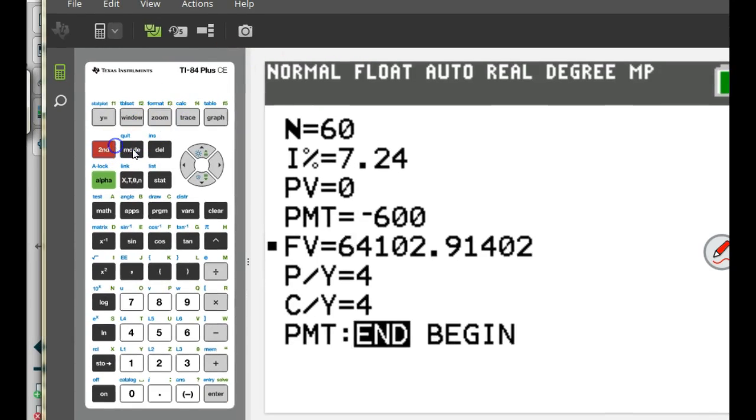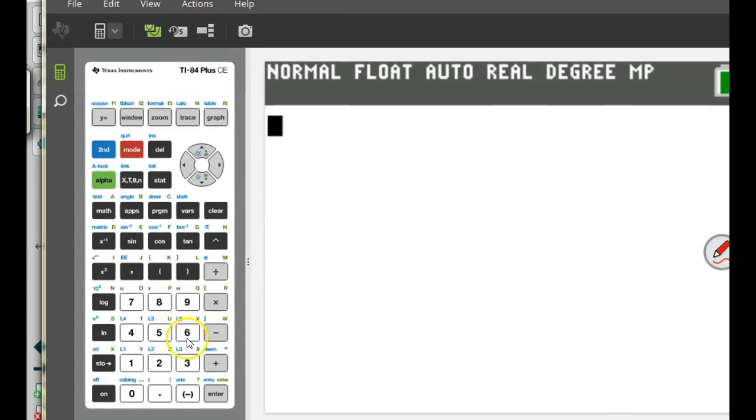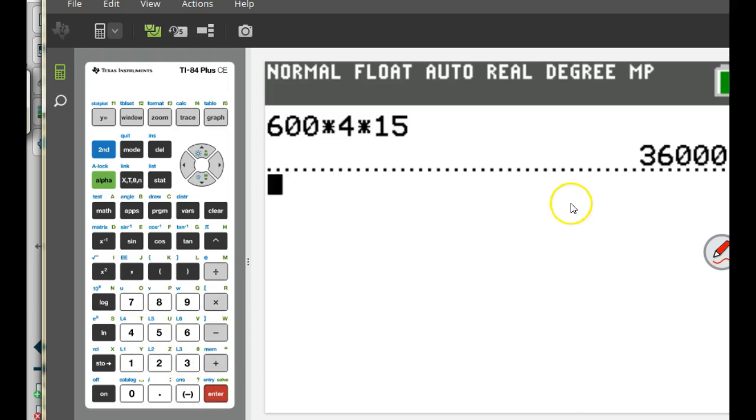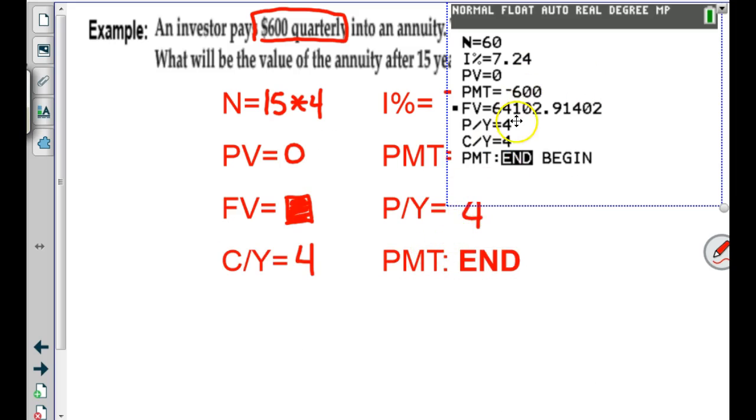Okay, so second, clear to quit. They put $600 in 4 times a year for 15 years. So they entered $36,000. I just want you to see that it's not all interest, okay? They put in $36,000, but it grew to 64 because some of it's been in there a long time, earning interest. Make sense?